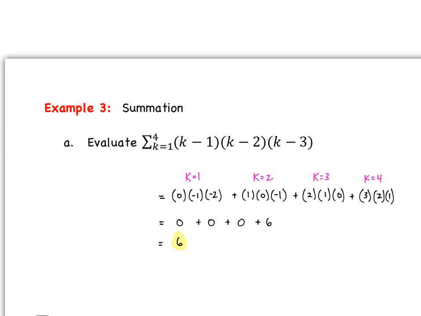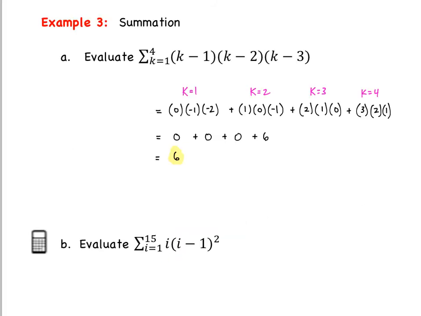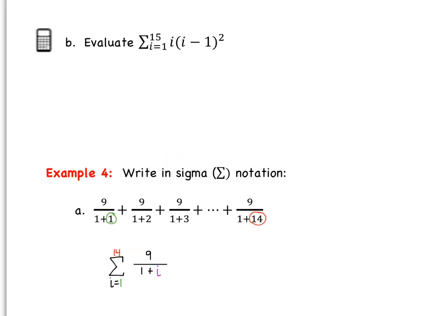Okay, so what you should see when k equals 1, we get these values, plus, now I'm going to plug in when k is 2, plus when k is 3, plus when k is 4, and what we get in the end is a summation of 6. Don't worry about this example for now. You can certainly evaluate that by hand, but we'll come back to it later on.